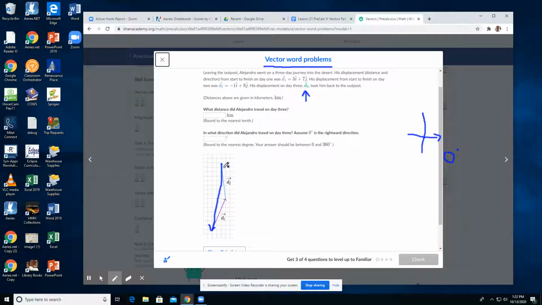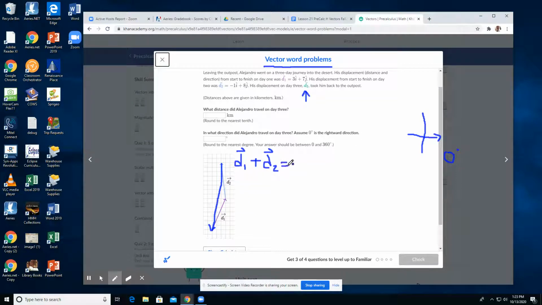So if we added these two vectors together, I'm going to go ahead and find D1 vector plus D2 vector. That would give me the terminal point at the end here, but I want it to go all the way back to the initial. So in what direction did Alejandro travel on day 3? He went back to the beginning, straight back. So that's going to be kind of like a negative.